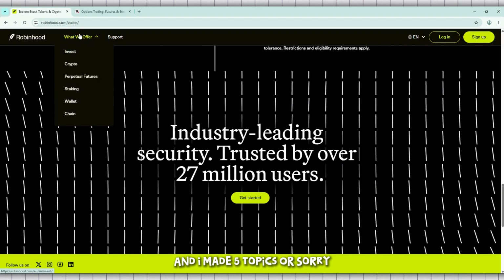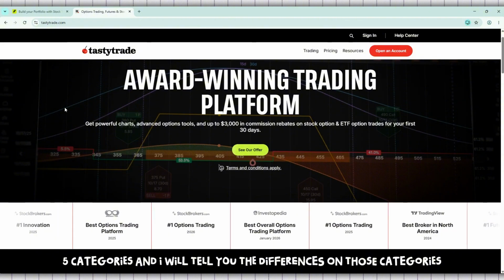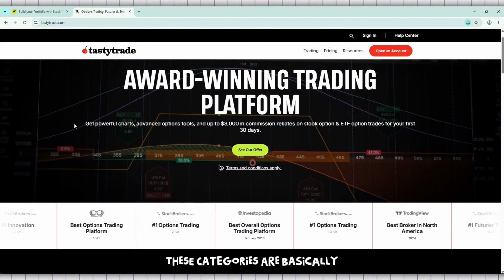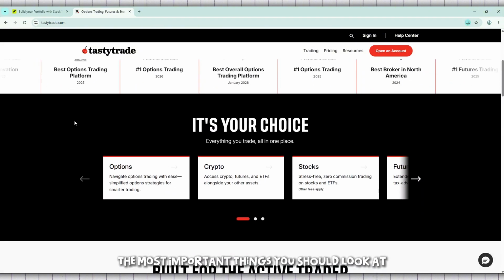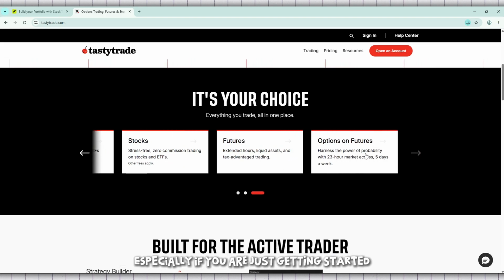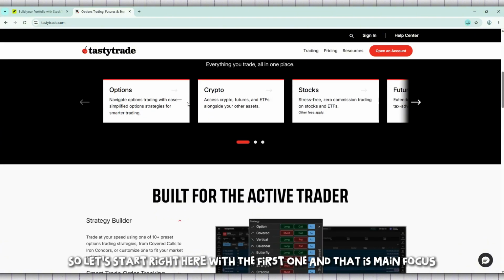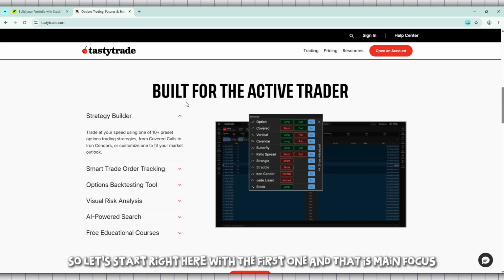And I made 5 categories, and I will tell you the differences on those categories. These categories are basically the most important things you should look at before choosing any trading platform, especially if you are just getting started or switching from another app. So let's start right here with the first one, and that is main focus.